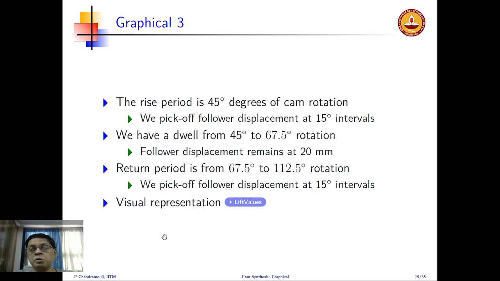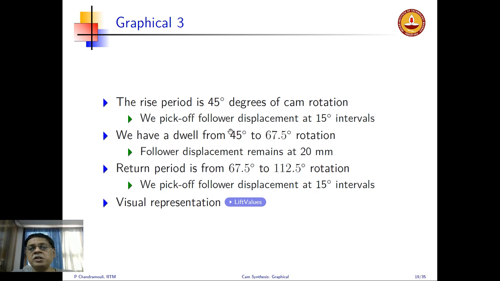It's not necessary that you should have two dwells. It's also not necessary that the rise and return period rotations have to be the same. Okay, so 22.5 dwell is the first dwell, a very short dwell, and then we have a return period again, which is 45 degrees of rotation.